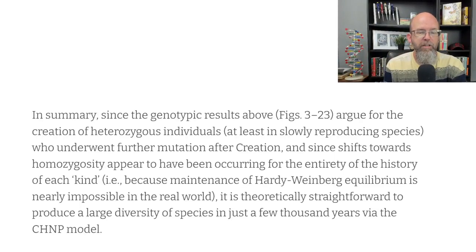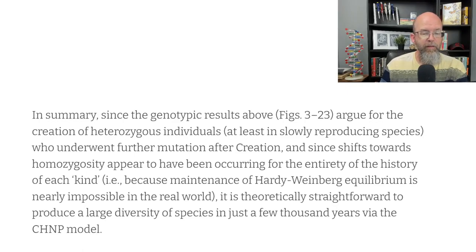They underwent further mutation after creation, right? So they are saying that some new variants are actually the result of mutations. And since shifts towards homozygosity appear to have been occurring for the entire history of each kind, so yes, if you started out with massive heterozygosity, like super high amounts of heterozygosity, then I guess you could expect that heterozygosity is decreasing. And yes, you can dig up lots of studies that show that certain populations and certain species alive in the world today are becoming more homozygous over time. But I would counter that also with studies of organisms that are becoming more heterozygous over time. There's lots of different factors in the direction of genetic diversity within species.